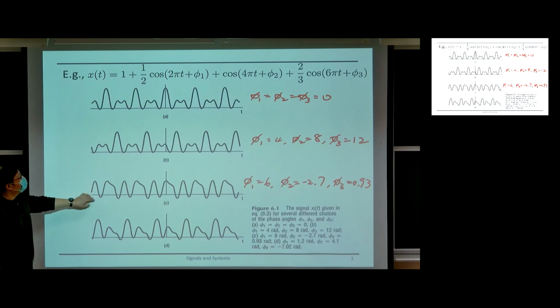So you can see that with different choices of these phases, you combine to get completely different signals. The phase information is also very important, sometimes even more important than the magnitude, depending on the application.